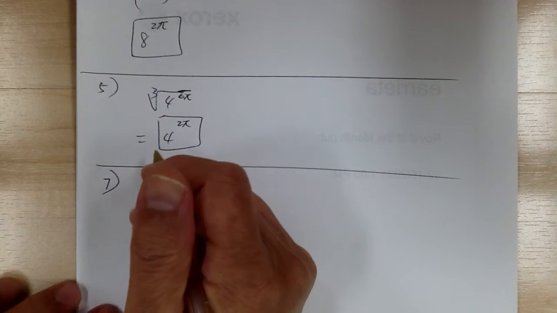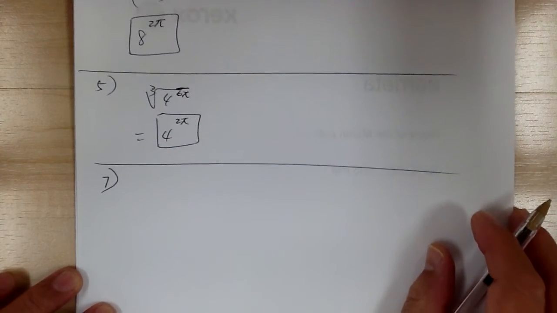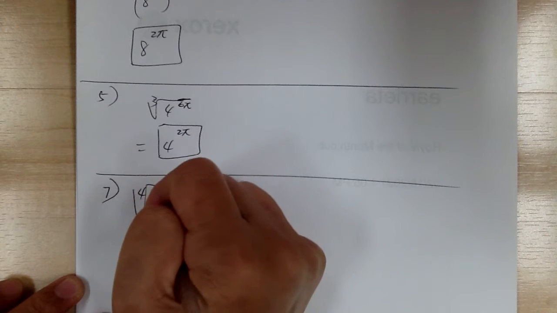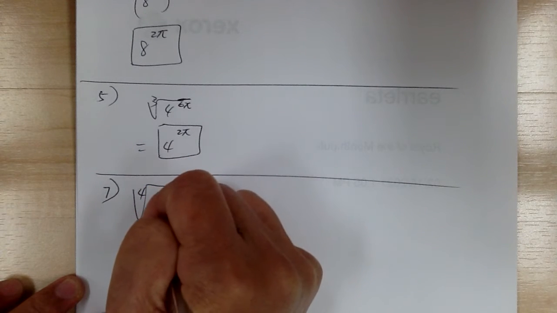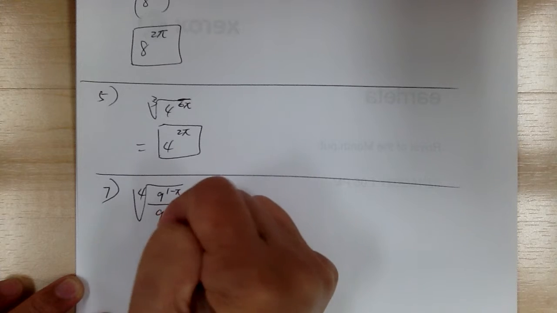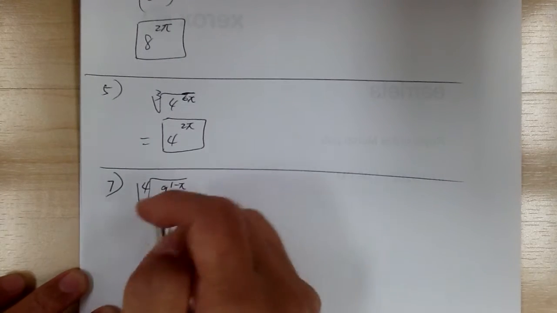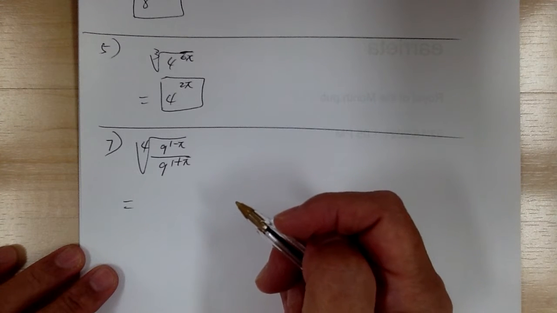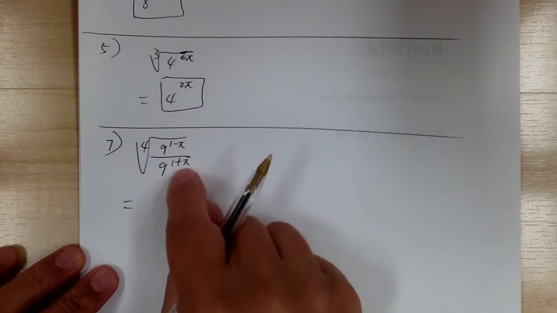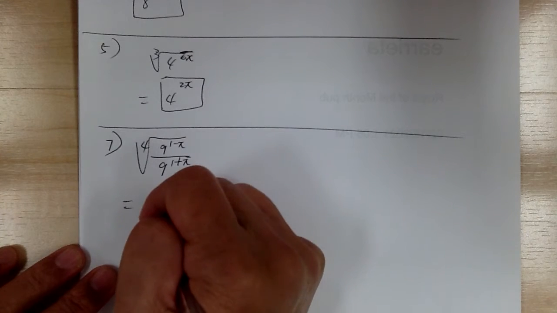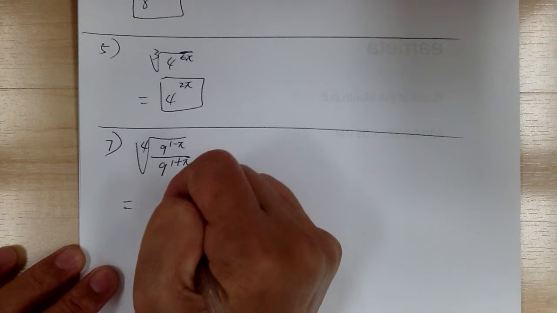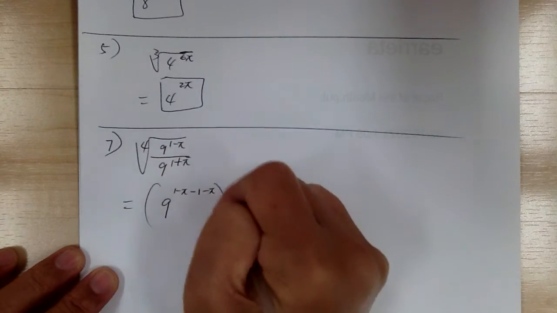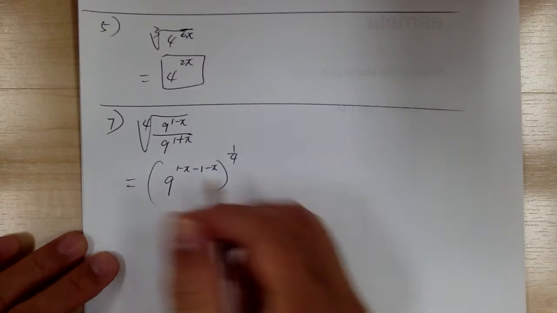Okay, number 7. You have the 4th root of 9 to the 1 minus pi over 9 to the 1 plus pi. So let's go and subtract first. And this is going to be equal to 9 to the 1 minus pi, minus 1 plus pi, right? You have to minus everything on the bottom, and this is to the 1/4 power.